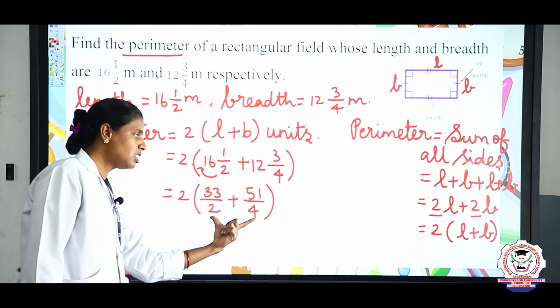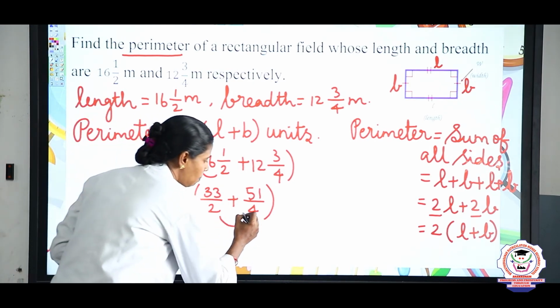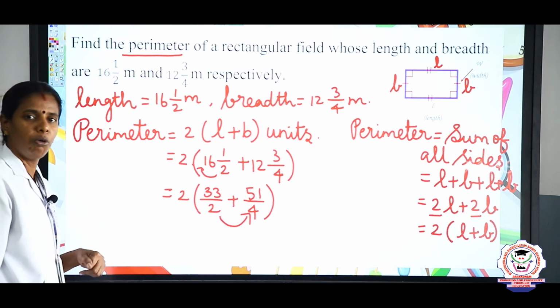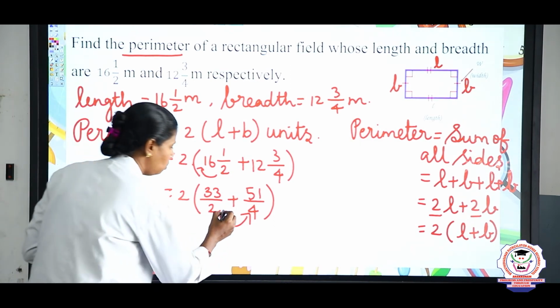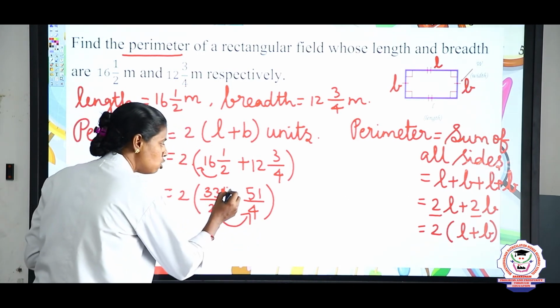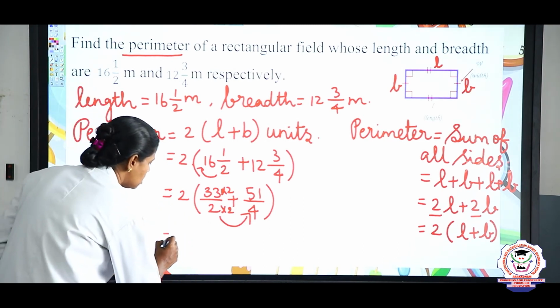Now to solve this, first we will remove the brackets, right? So 2 is the multiple of this 4. How many times if you multiply with 2 you will get 4? 2 into 2. Very good. So the numerator also should be multiplied by 2. Okay. Now multiply with this.